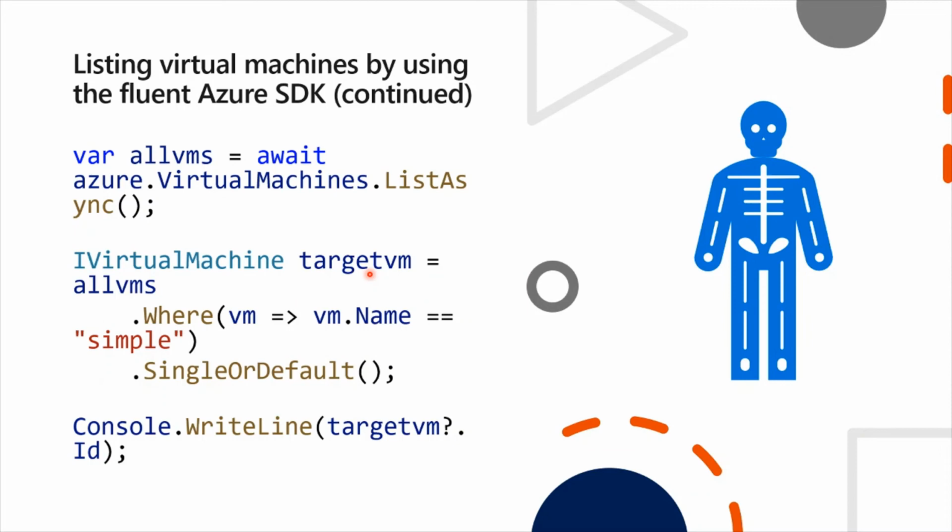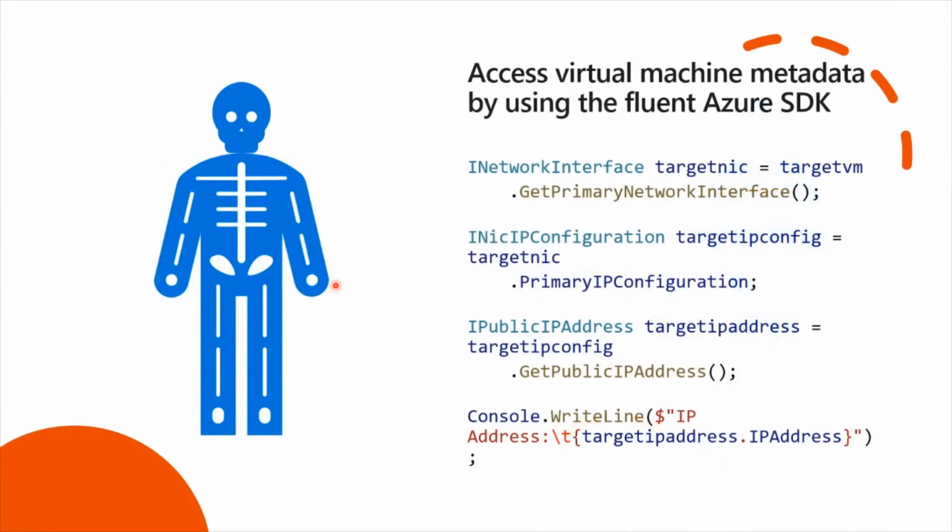Listing virtual machines by using the Fluent Azure SDK. Same way, once you have all VMs from ListAsync on Azure virtual machines, then you can select the target VM by using LINQ queries with the VM name, and then you have the target VM now, and access virtual machine metadata by using the Fluent Azure SDK. Then you can target the NIC, network interface provider, and target VM.GetPrimaryNetworkInterface.